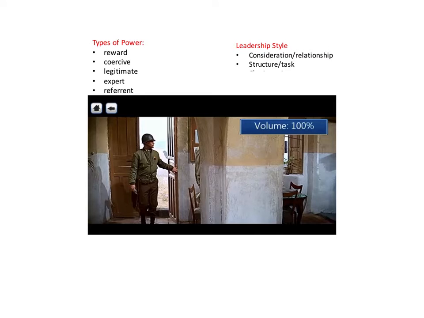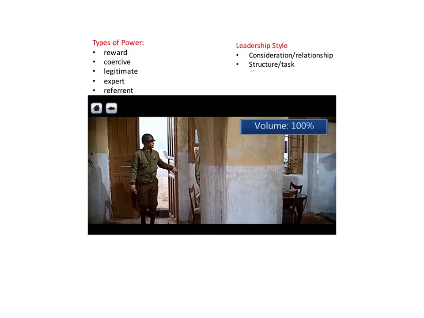Let's look at an example of leadership from the perspective of types of power used and leadership style. This is a situation. General Patton was sent to rehabilitate an Army battalion that recently lost a battle. There's a high sense of urgency. There's a war being fought, and lives are at stake. The soldiers are undisciplined and poorly trained.